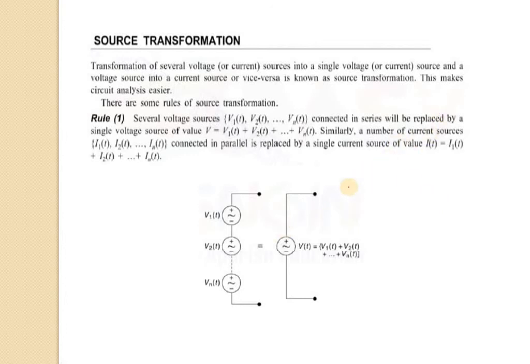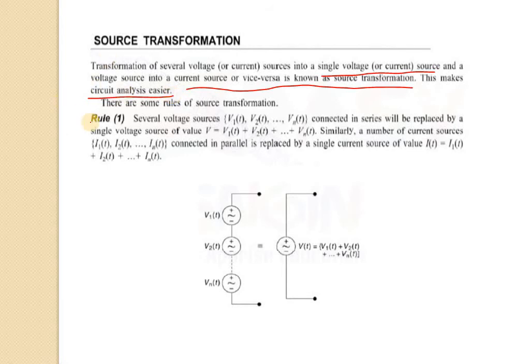Transformation of voltage or current sources into a single voltage or current source, and voltage source into current source or vice versa, is known as source transformation. This makes circuit analysis much easier. Using the source transformation technique, it is very much easier for us to simplify a given complex network.